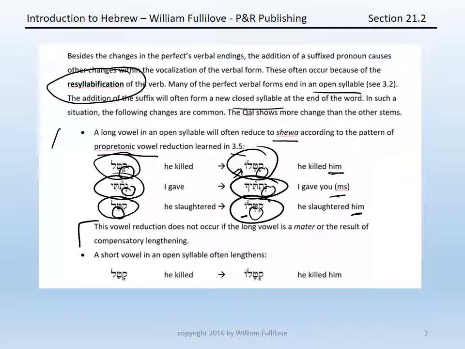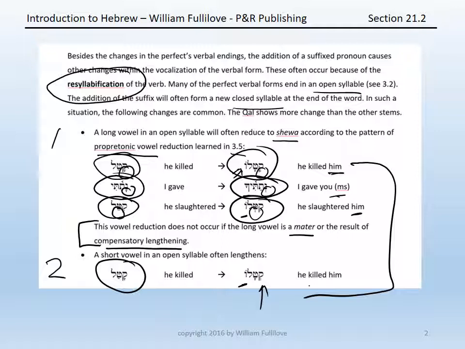This vowel reduction, though, will not occur if the long vowel is either a mater or if the long vowel is present because of a previous compensatory lengthening. Second, a short vowel in an open syllable will often lengthen to become longer. So katal, he killed, qal perfect third masculine singular, with the addition of o, has kutalo. So we had the propretonic reduction that you saw in section 1, but we also have the lengthening of the patach on the second syllable, the tet, into a qamets.